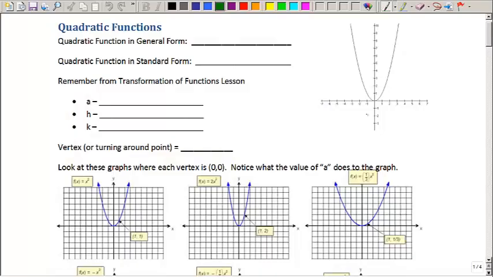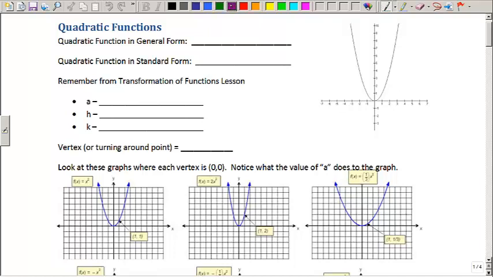This lesson is entitled Quadratic Functions, and we'll be graphing quadratic functions in several different forms, in general form and in standard form. When we talked about our transformations of functions, we also transformed quadratic functions, but today is going to be a more in-depth look at quadratic functions because they do appear more often than some of the other functions. We need to know just a little bit more about them.